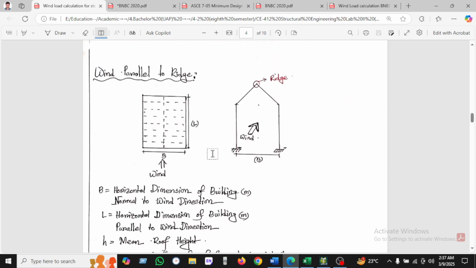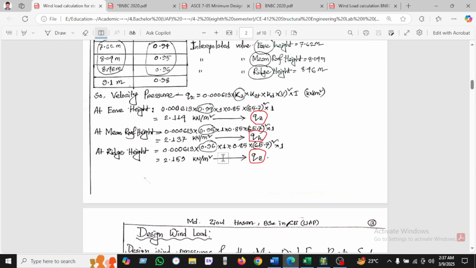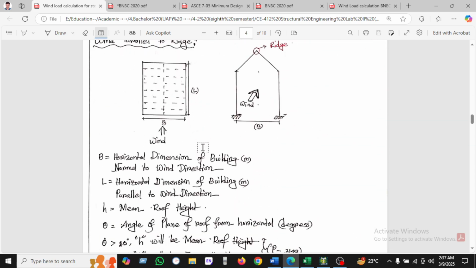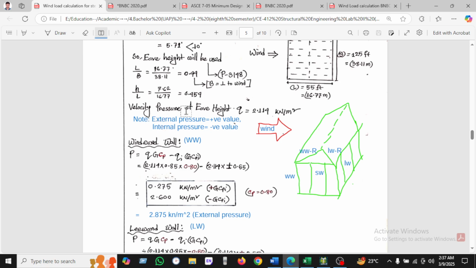If we go to the previous calculation, we can find all the values here. The eave height we have already calculated, and the pressure is 2.114 kilonewton per meter square. So we are just using this value of 2.114 kilonewton per meter square. This is the external pressure, which is positive, and the internal pressure will be negative.